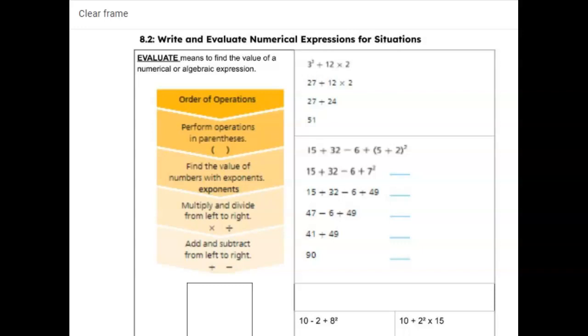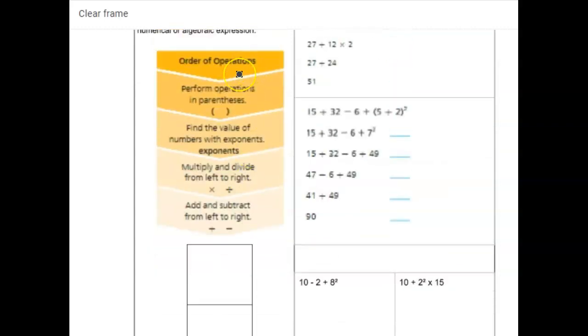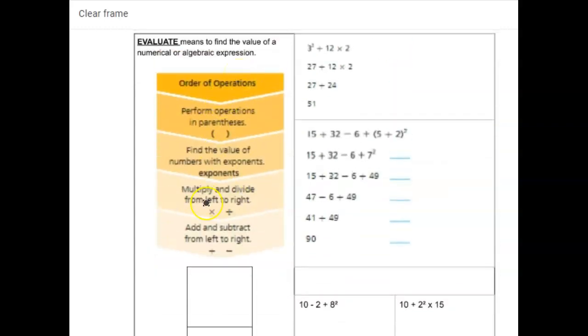Okay, we're on module 8.2, which is write and evaluate numerical expressions for situations. So you've done things with numerical expressions before, but you probably have heard them called order of operations, and that's what we're going to be looking at first. On this left-hand side, I did put the order of operations down in case you forgot them. So we're performing these left to right. We have parentheses, exponents, multiply and divide from left to right, and add and subtract from left to right.